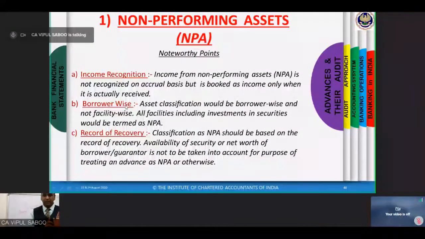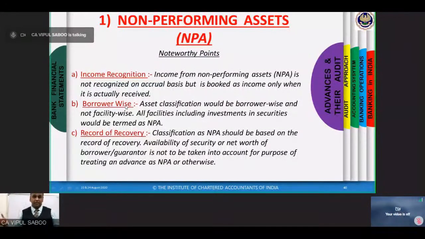Right? This is a very important point. Classification as NPA should be based on the record of recovery. Availability of security or net worth is not required. Whatever security you have, you will be able to rely on that security, or the net worth of the borrower is really good.